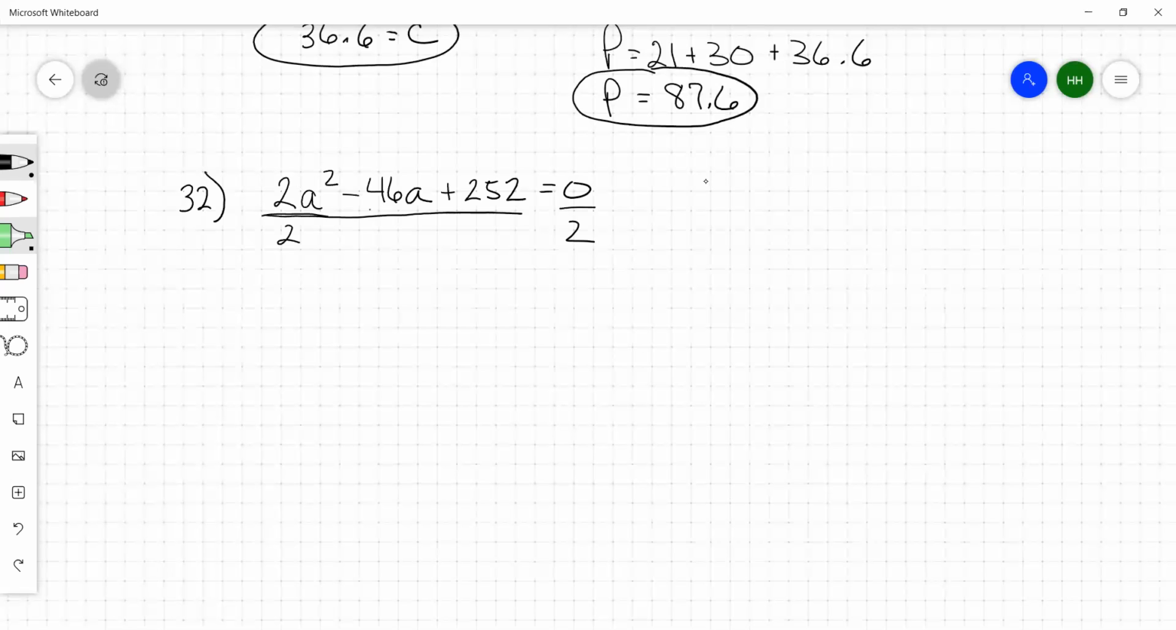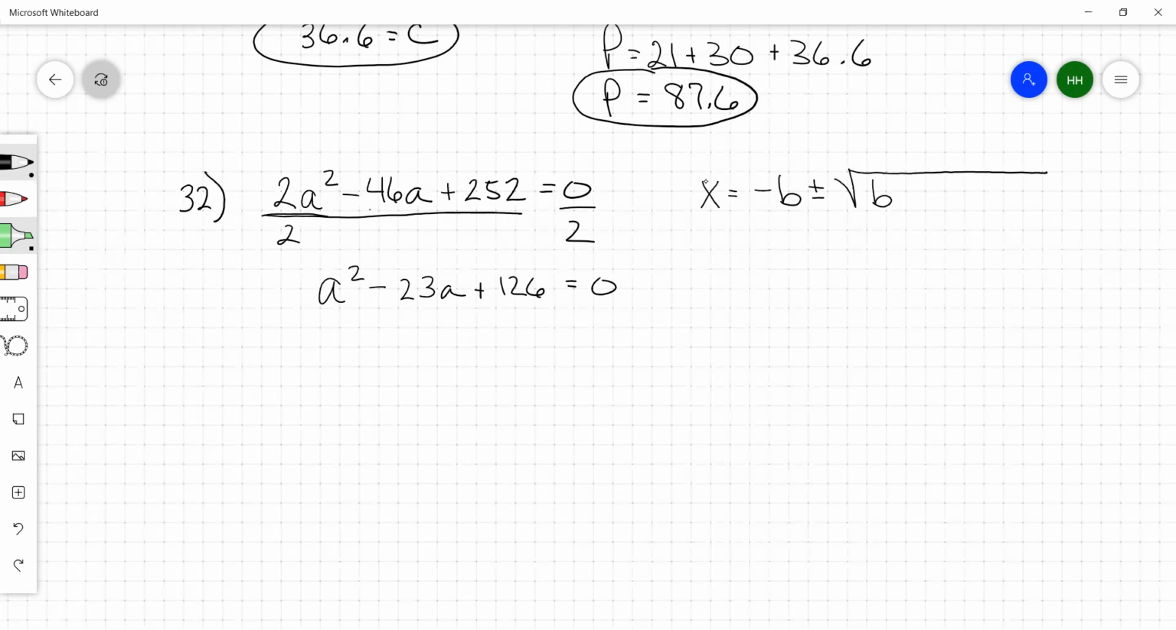So your 2a squared divided by 2 is a squared. Your 46a divided by 2 is 23a. And your 252 divided by 2 is 126. And that's equal to 0 divided by 2, which is 0. And if you remember the quadratic formula, it was x equals the opposite of b plus or minus the square root of b squared minus 4ac, divided by 2a.